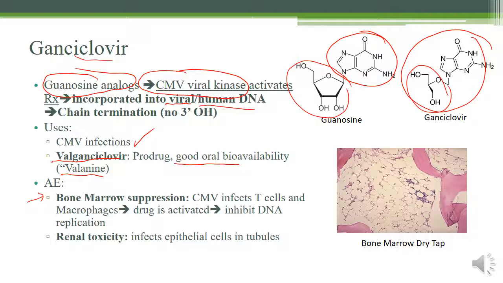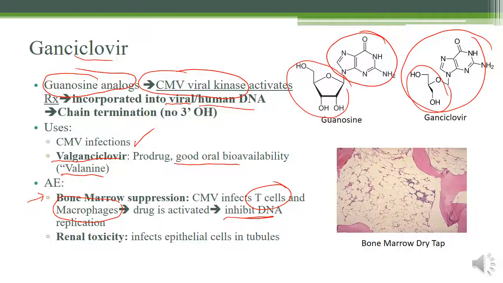The bad effect of it is that it causes bone marrow suppression. So you have to think of it this way: while HSV1, HSV2 and 3 all tend to infect the neurons more than anything else, this virus likes to infect T cells and macrophages. So what that means is that this drug is going to be activated in T cells and macrophages. And we can't really determine if it's going to be incorporated into the viral DNA or our own DNA. But whenever it is incorporated into our own DNA, it can inhibit our DNA from replicating.